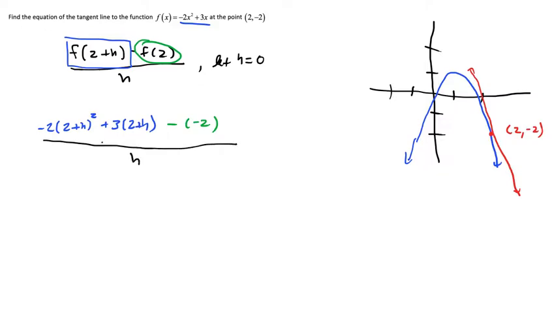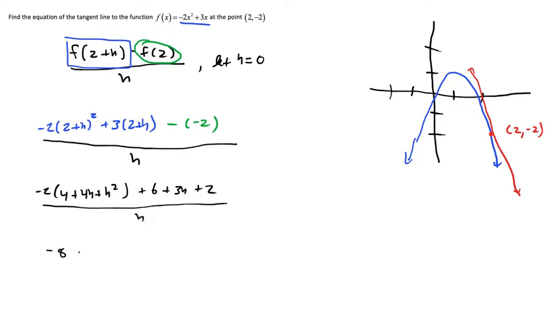So we should be able to see some terms cancel out. Let's see what happens. We get negative 2 times 2 plus h quantity squared, which is 4 plus 4h plus h squared. I'll go ahead and distribute the 3 here, plus 6 plus 3h. This becomes a plus 2. All of this divided by h. So distribute the negative 2 here. We get negative 8 minus 8h minus 2h squared, plus 6 plus 3h plus 2, and all of this divided by h.